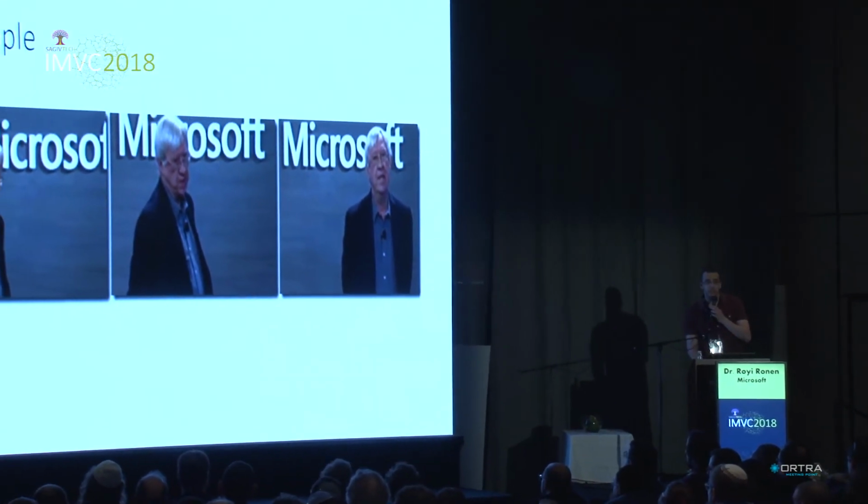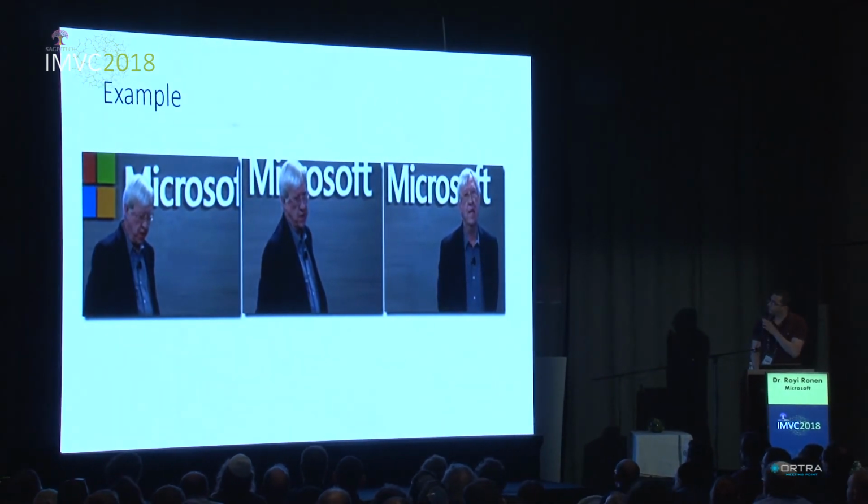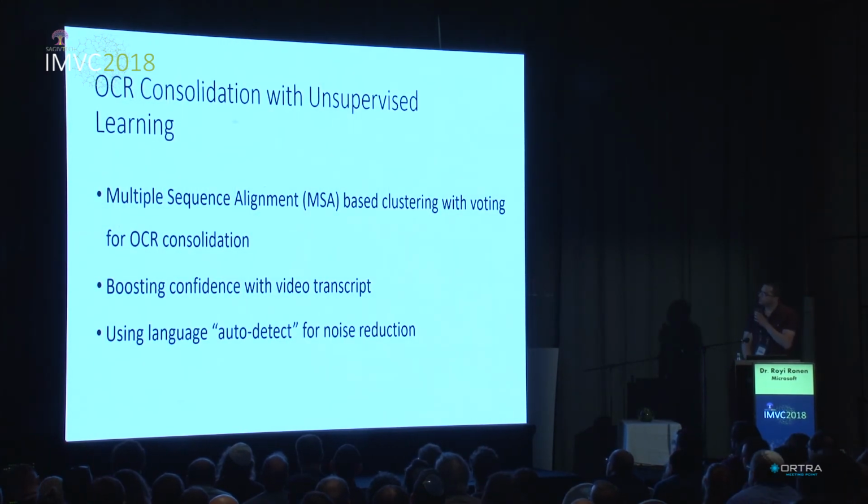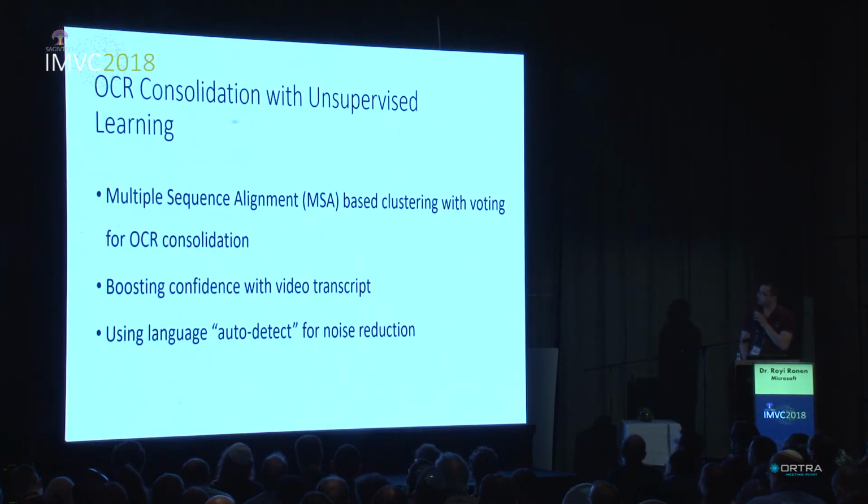But if I just take a few frames, I'll just get a lot of fragmented strings that I do have to consolidate. We chose to solve this problem with the classical unsupervised approach. We do multi-sequence alignment, clustering and voting in order to understand which lines of OCR we actually see, and then consolidate them into something that is much less noisy. Multi-sequence alignment is borrowed from bioinformatics, but it also has application coming from other domains.